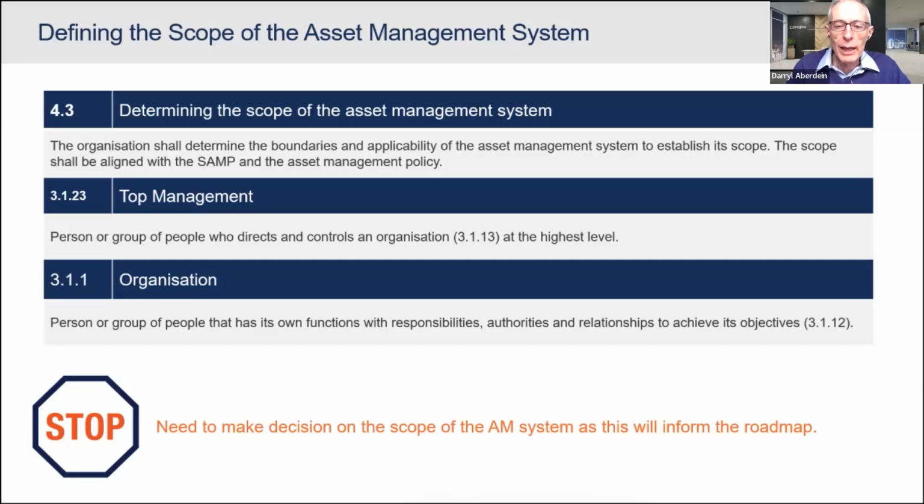The second one is, at what level is it not practical to take it down any further? And there I rely on that third clause, which says an organization is a person or group of people that has its own functions with responsibilities, authorities, and relationships to achieve its objectives.